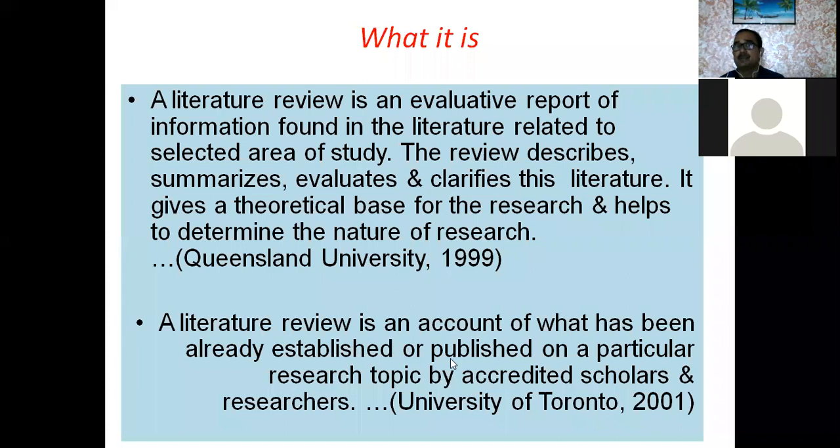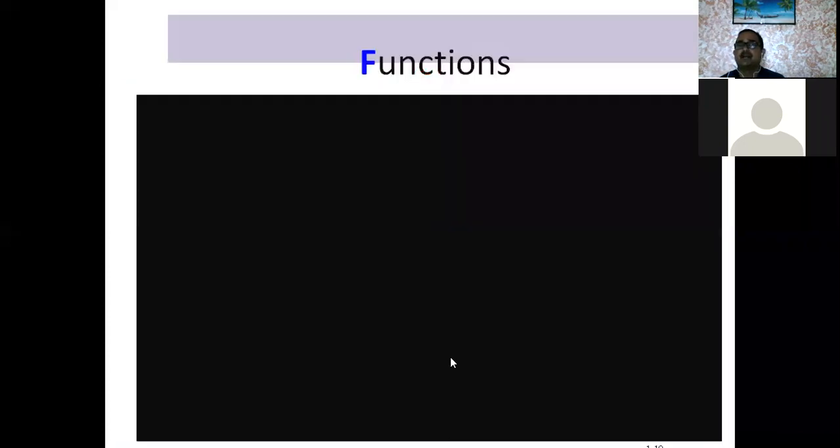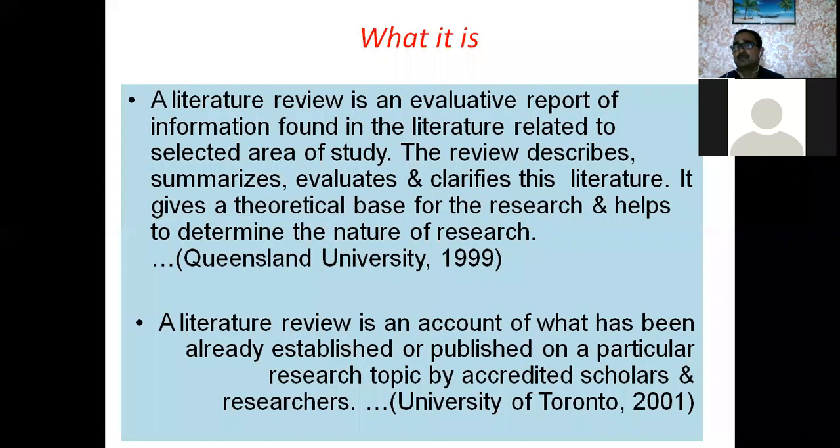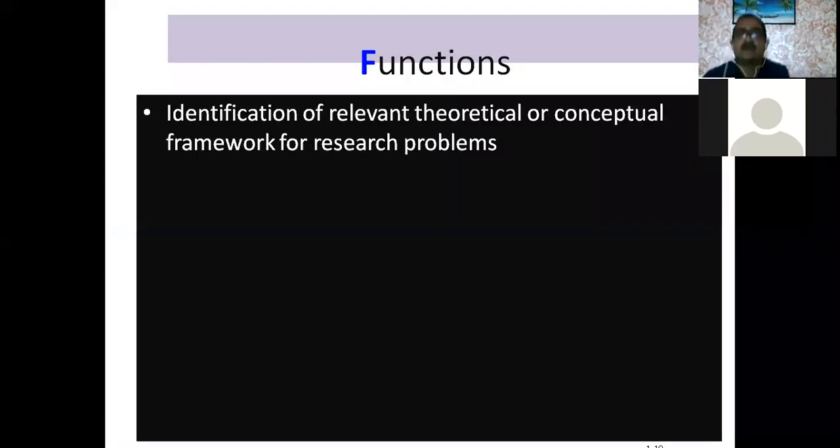Or it may be published. Published means it may be the published research work in the form of research paper, dissertation, or thesis, or some research-oriented books. So these are the functions of research review of reference literature. So identification of relevant theoretical and conceptual framework of research problem. Your research problem, the theoretical and conceptual framework of research problem is determined by the review of reference literature.